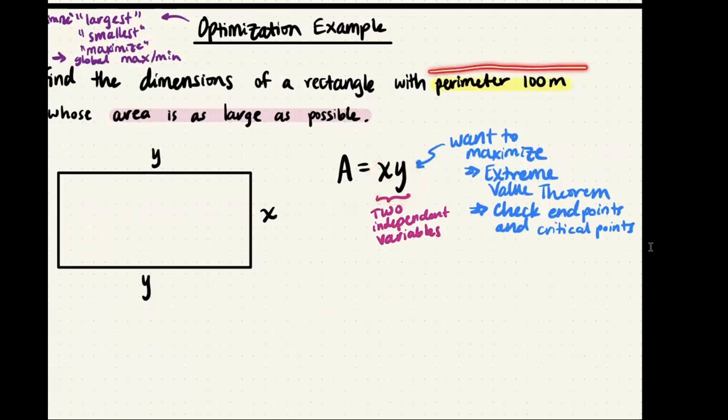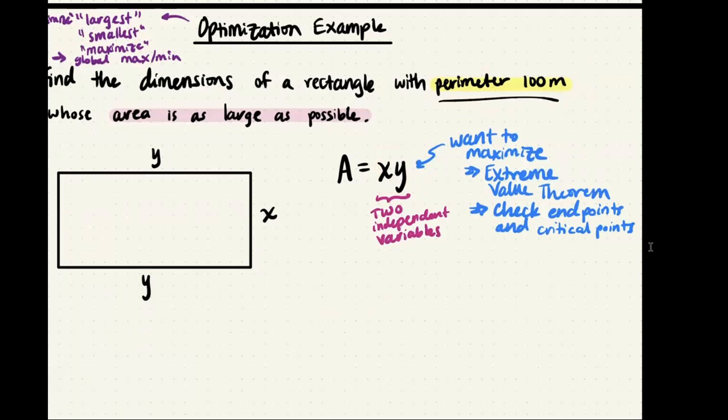That's where the extra information is going to come into these problems. We're going to use this extra information to get rid of one of these variables so that everything is just in terms of one variable. And then we can take derivatives and do all the things we know how to do in calculus. So let's see what this tells us.